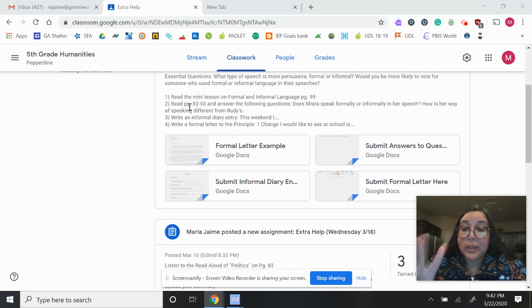For writing, we have two different writing assignments. You're going to be writing an informal diary entry about what you did this weekend. And then you're also going to write a formal letter to the principal about one thing that you would want to change in your school.